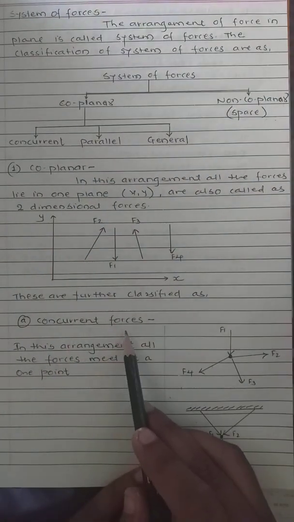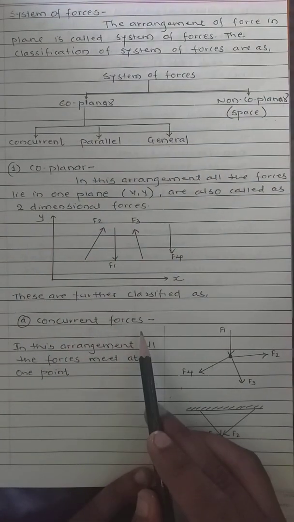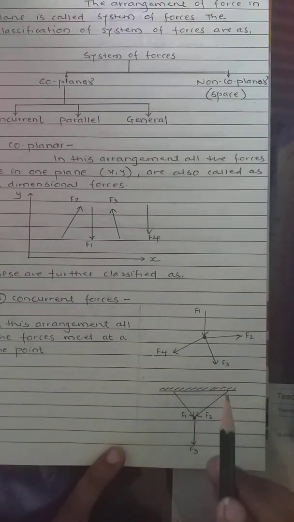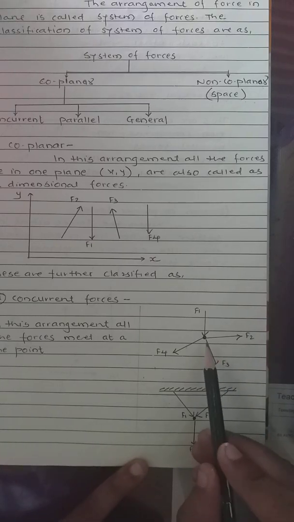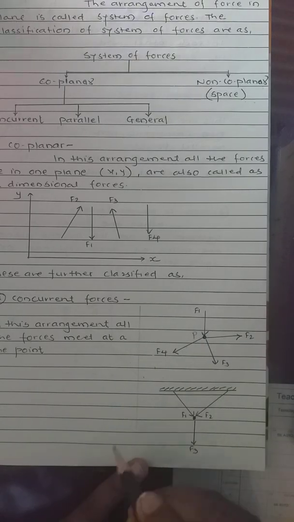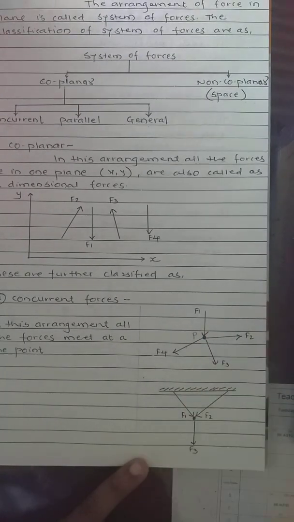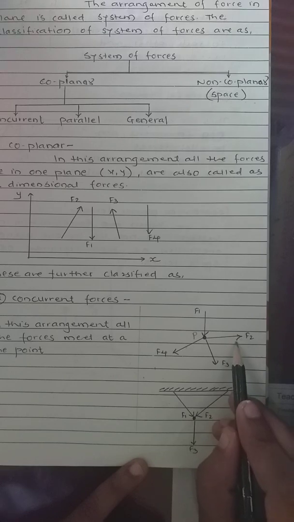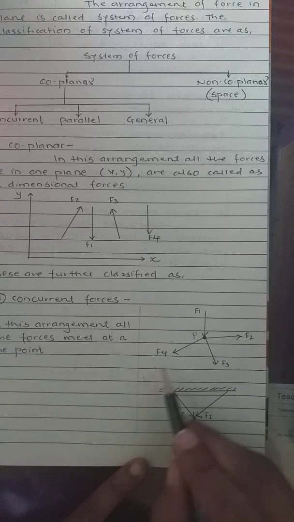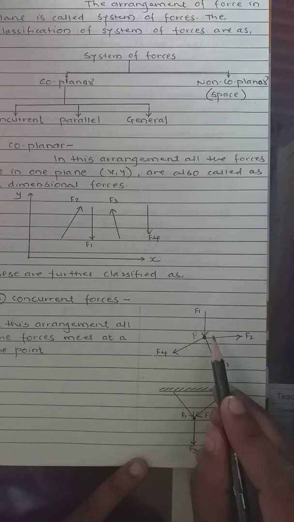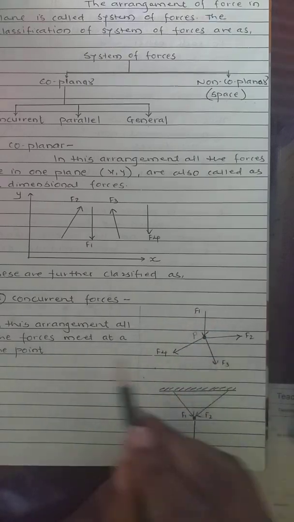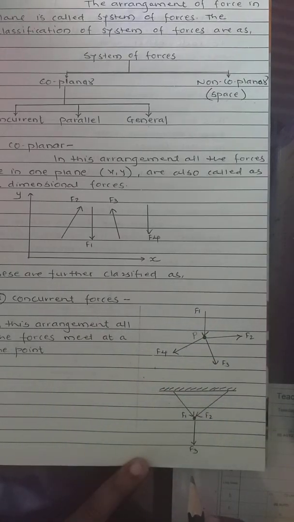So what is a concurrent force system? In this arrangement, all the forces meet at one particular point. For example, here you can see there is an F1 force which is passing through, let's say, point P. F2, the second force, is also passing through point P. F3 is also passing through point P. Similarly F4. All these four forces are passing through a single point P. That's why this force system is called a concurrent force system.